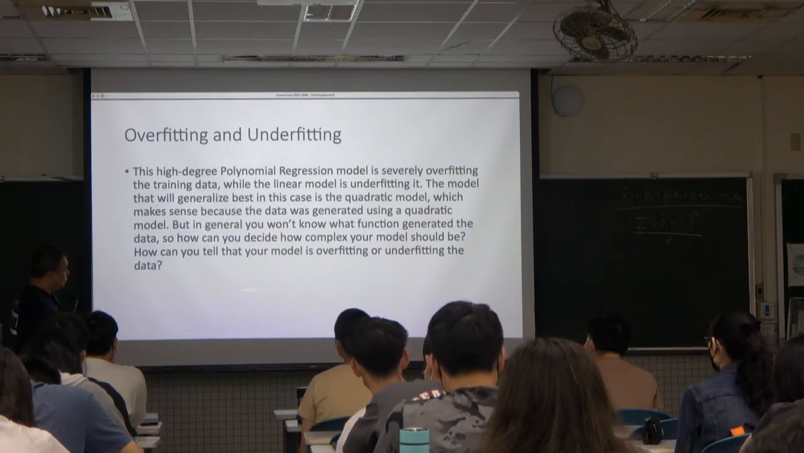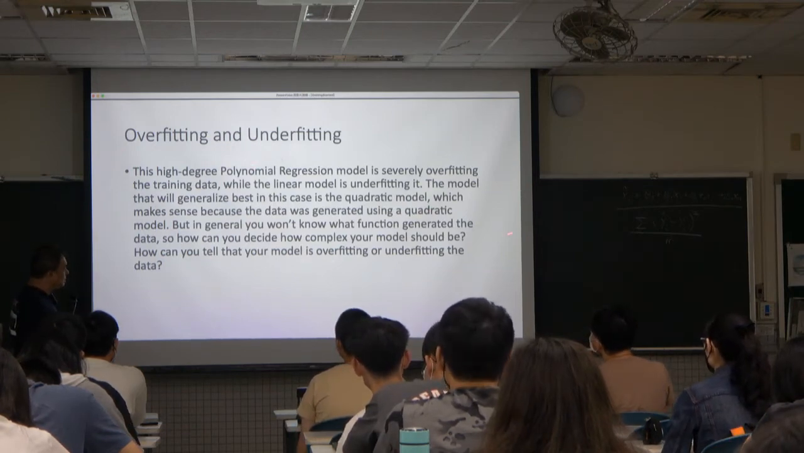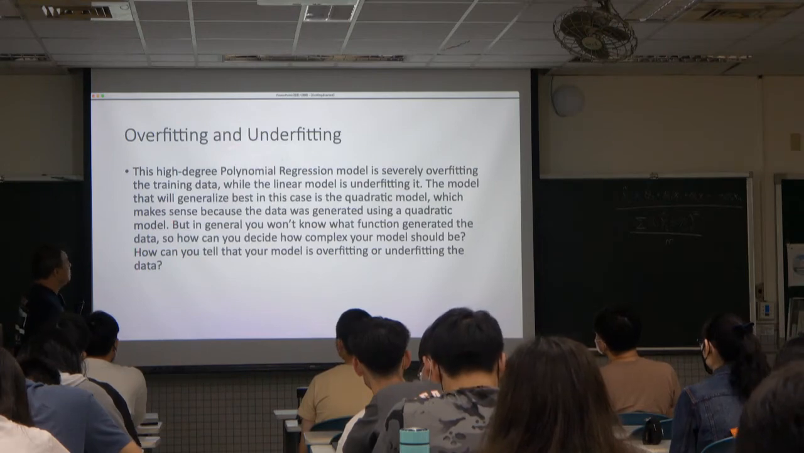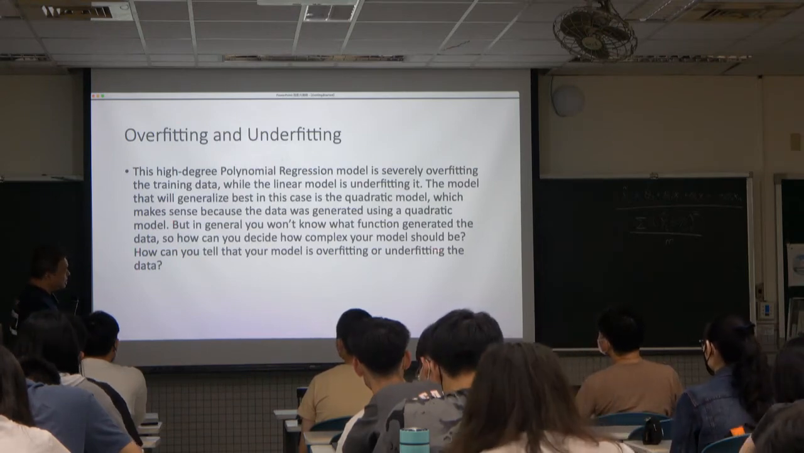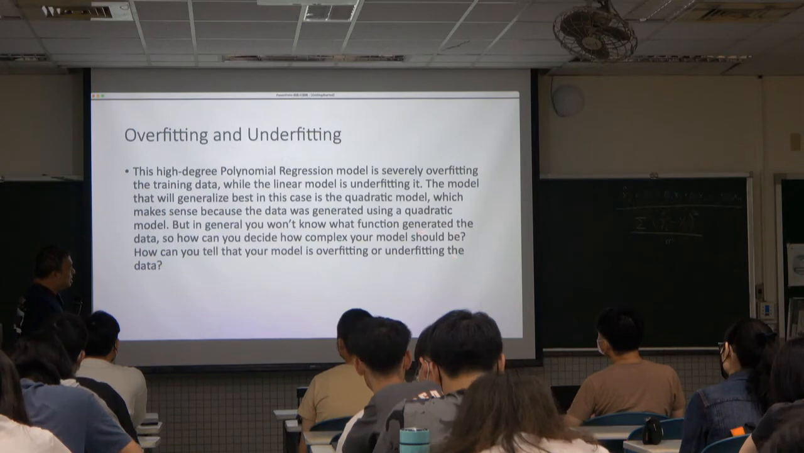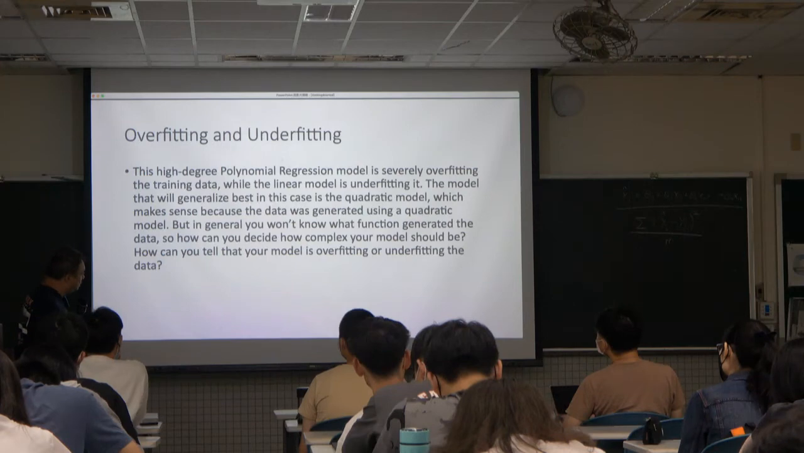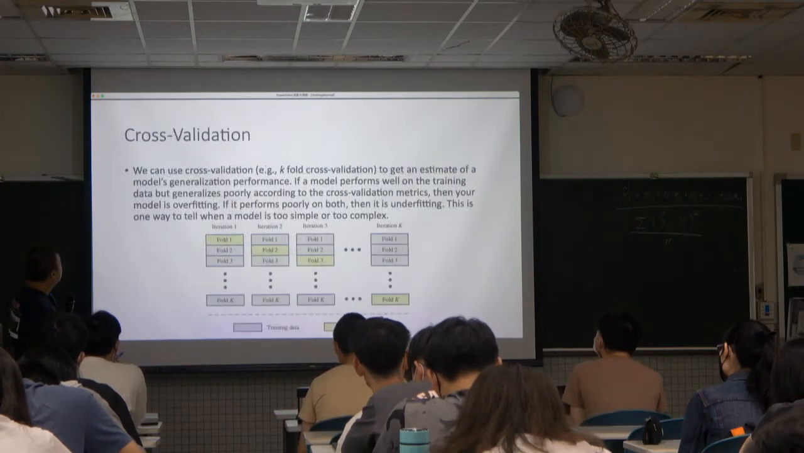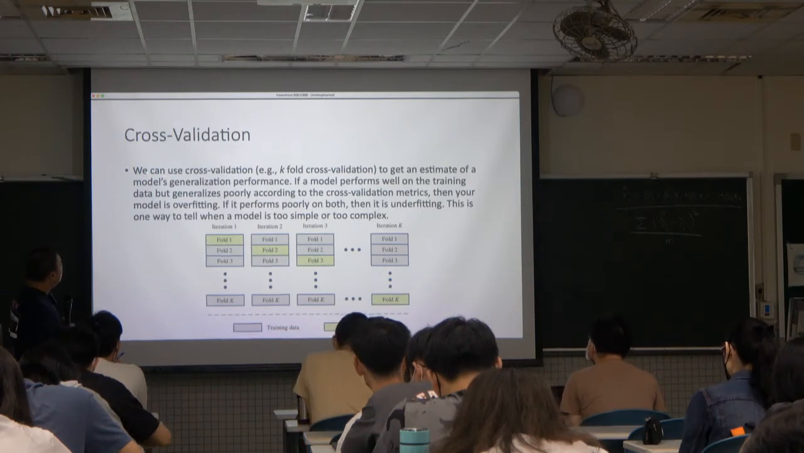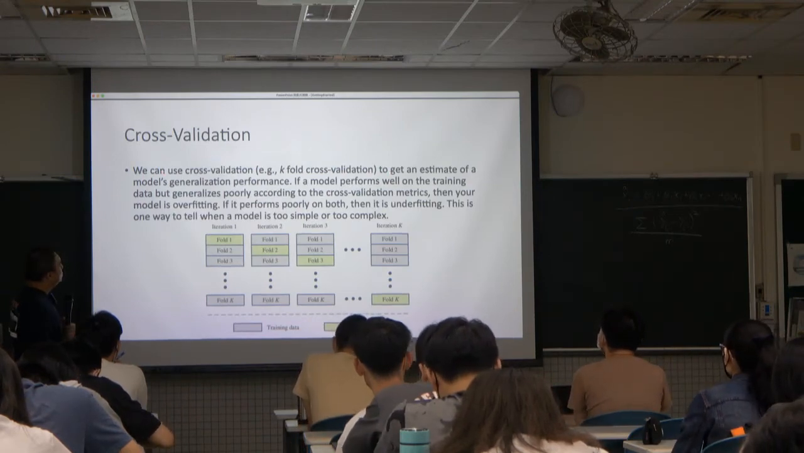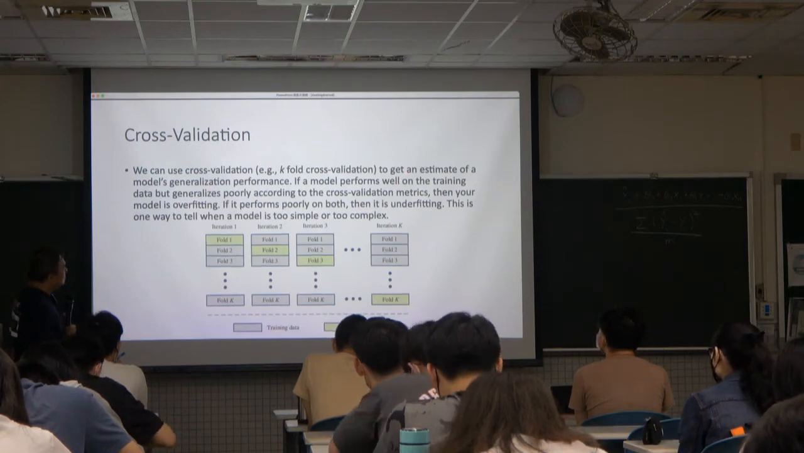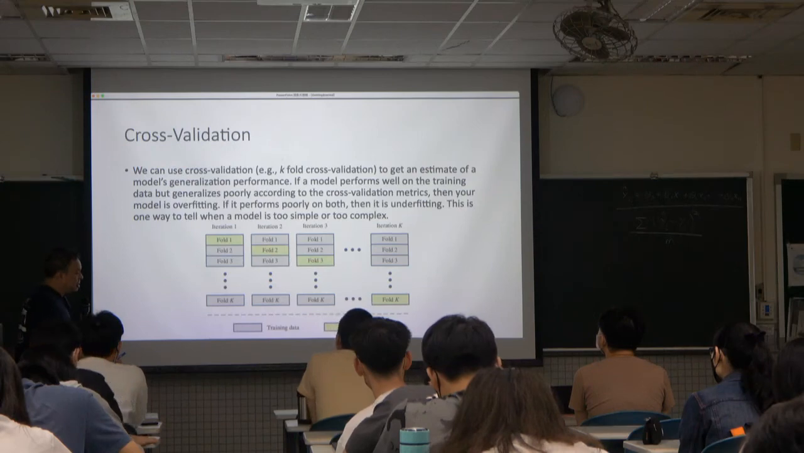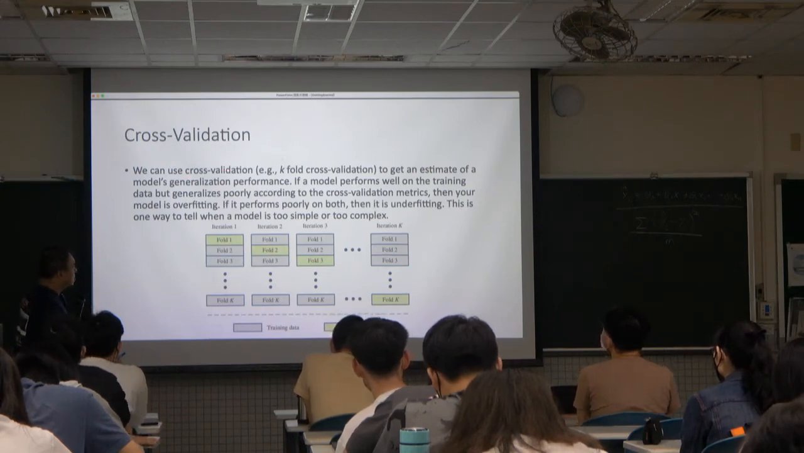When the model is overfitting or underfitting, we have some issues. But first, let's talk about how we can tell whether a model is overfitting or underfitting. One way to get an estimate of the model's generalization performance, or to tell whether it's overfitting or not, is to use cross validation.